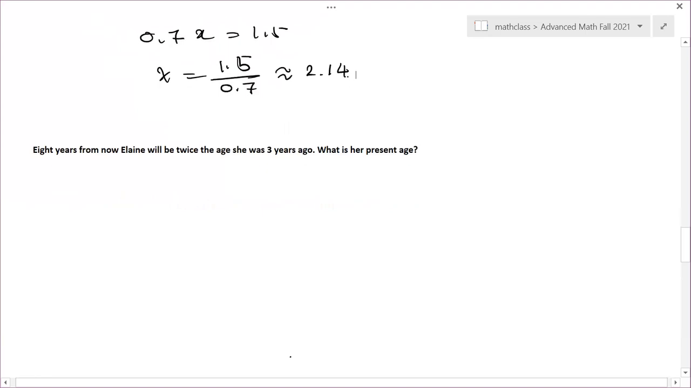All right, so now let's do this different one. Okay, 8 years from now, Elaine will be twice the age she was 3 years ago. Now, what is her present age? Okay, can you do this? Name the variable. Step 1. Name the variable. Okay.